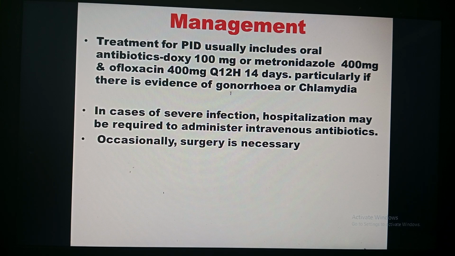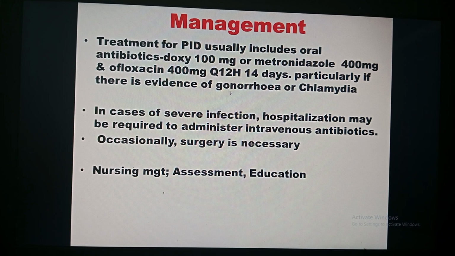Very occasionally surgery is required, in case the internal organs are completely infected and damaged. In order to save other organs, the completely damaged organs will be removed. So these are the medical as well as surgical management.